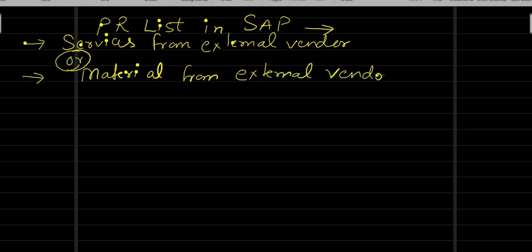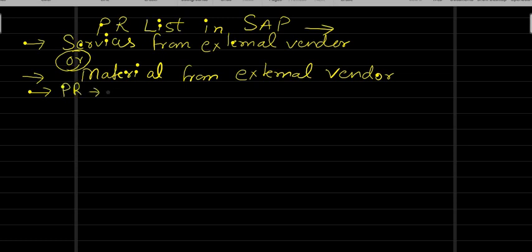Why are we using the word external? Because there are two types of vendors. One works as internal, and another works as external. Here we are focusing on the external vendor, which has no direct or indirect link with your company. Once we procure something, we are treated as a customer by that vendor. So in both cases, the PR is created first.